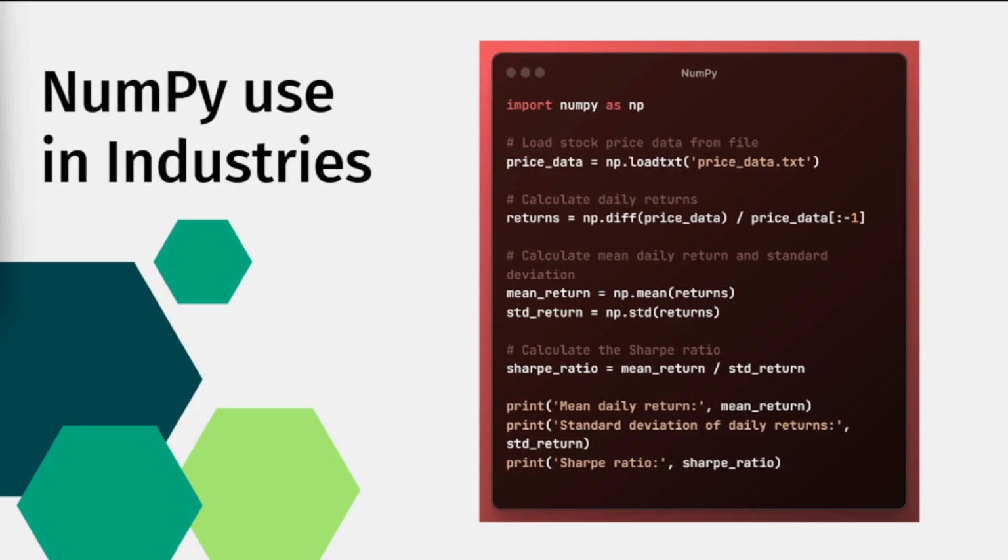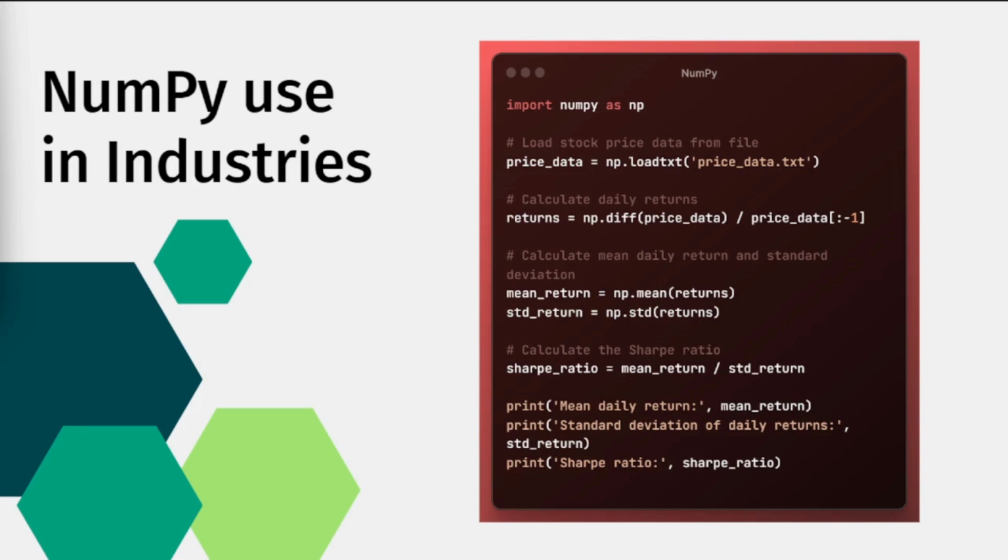Algorithmic trading: NumPy is a key tool in algorithmic trading, which involves using mathematical models and computer algorithms to automate trading decisions. NumPy can be used to perform statistical analysis, calculate moving averages, and detect trends in financial data, all of which are important for making informed trading decisions.